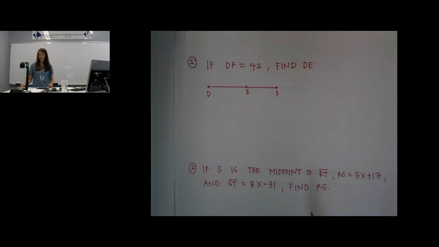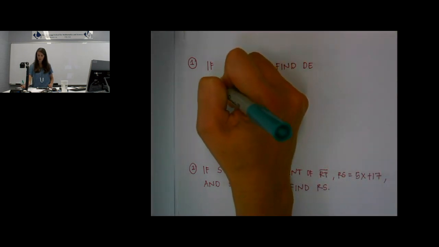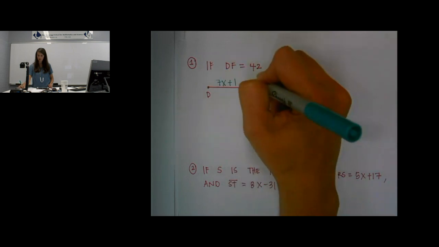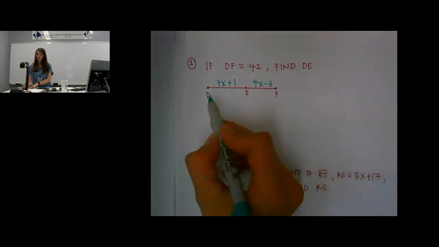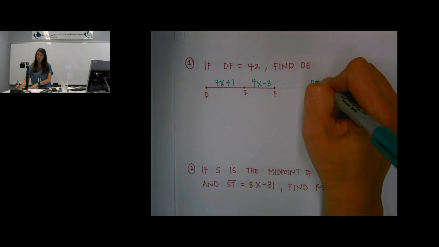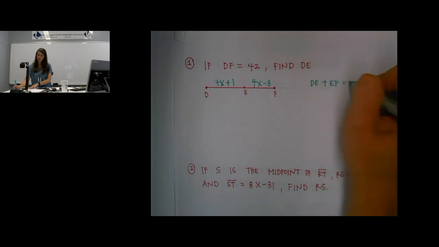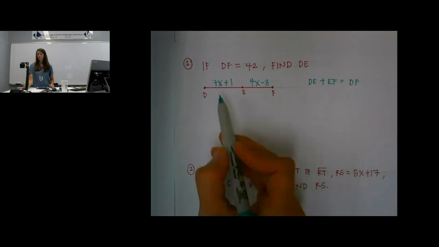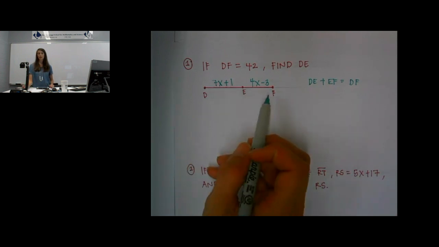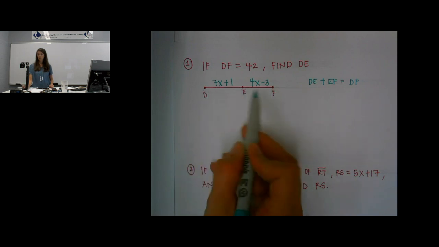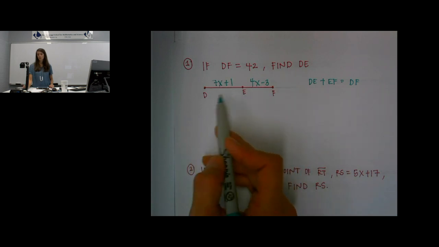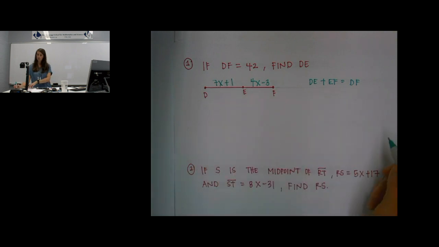So this says if DF is equal to 42, find DE. Okay, so here we got 7x plus a 1 and 4x minus a 3. Okay, so remember this is our addition property. So DE plus EF is going to be equal to DF. The only way that we can find DE is by knowing that these two segments added together are going to give you your total. Whenever you're able to do that, that'll let you solve for x. Then when you can solve for x, you'll plug it in and you can solve for DE.